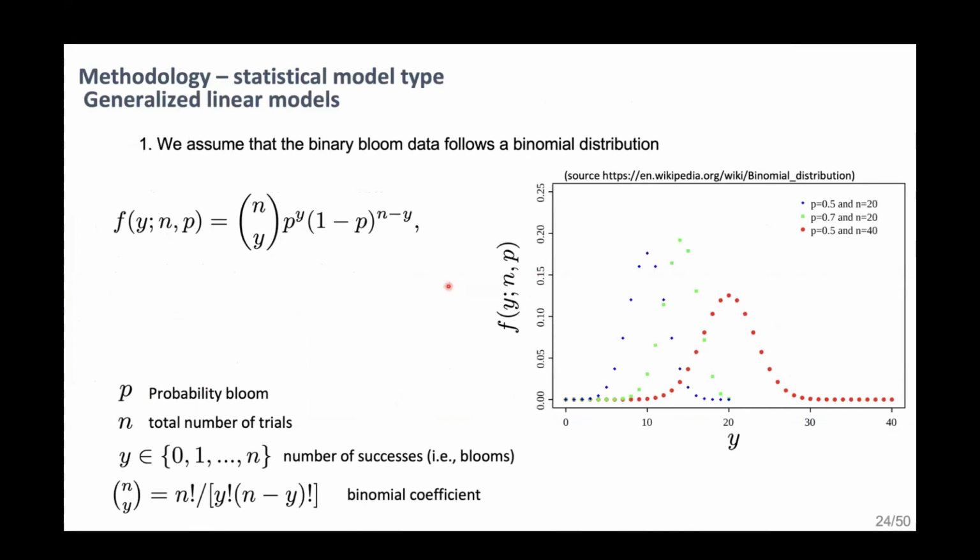What about the statistical model type? We tried to keep things simple, so we started with the so-called generalized linear models. Let me briefly introduce this type of modeling. In the first step, we assume that the binary bloom data follows a binomial distribution. And here I show you the formula for the binomial distribution. It depends on the probability of a bloom, P, the total number of observations, N, and then it will give you the number of successes that are expected, y.